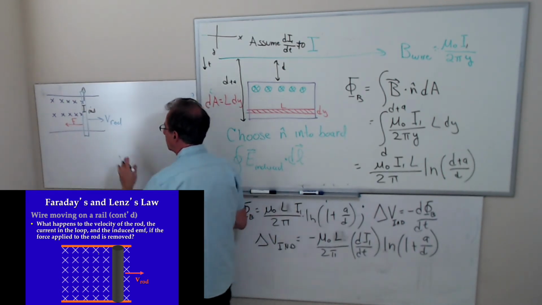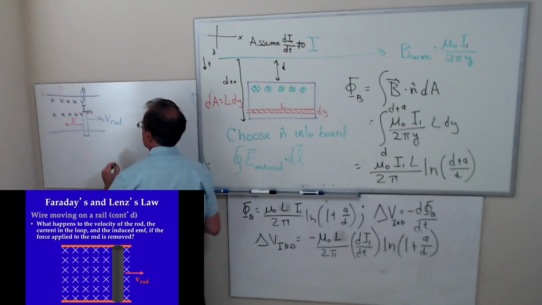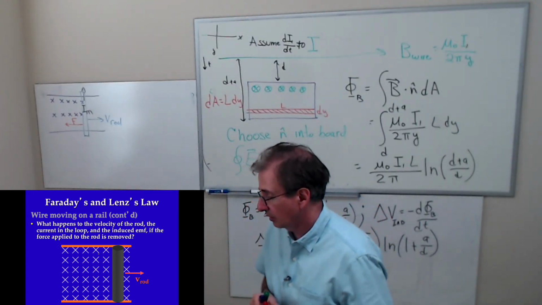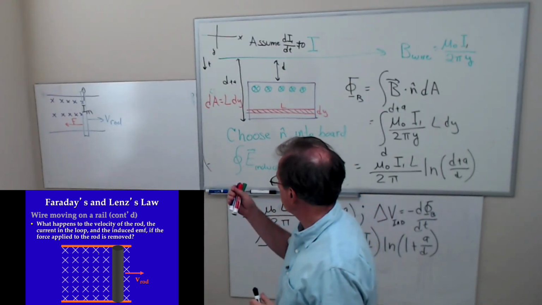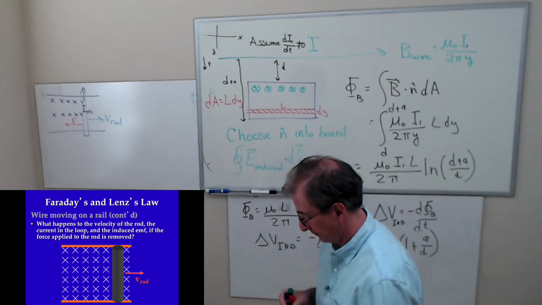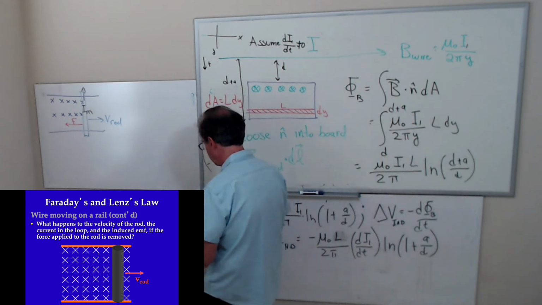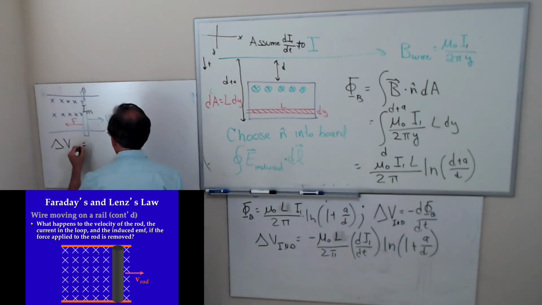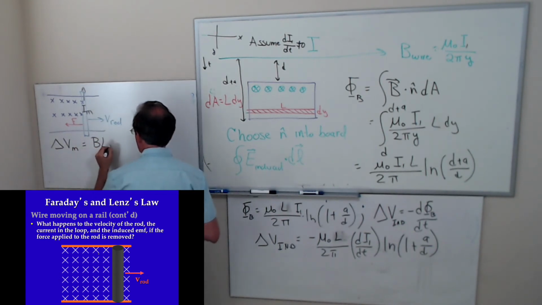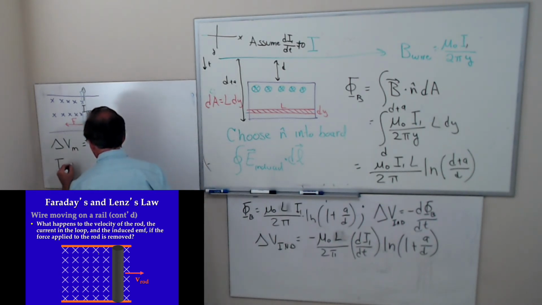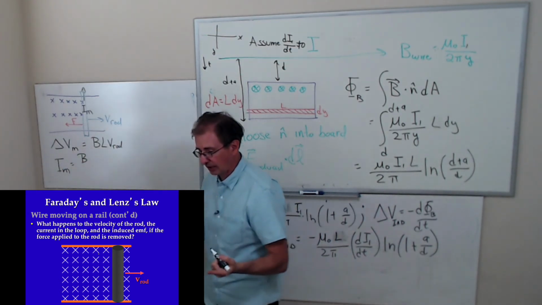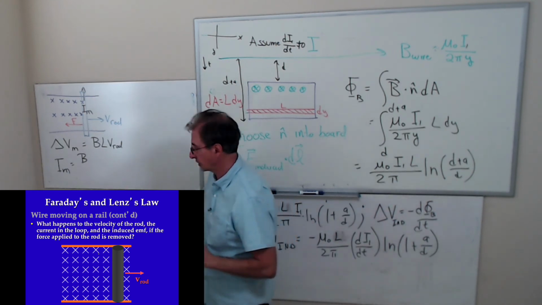Okay. And I use I sub m for motion on that. The question is, can we figure out the velocity of this rod as a function of time? Well, I know that the motional EMF is B times the length of the rod times V of the rod. I know that the current that's induced because of this motion is B times L times V of the rod divided by its resistance.